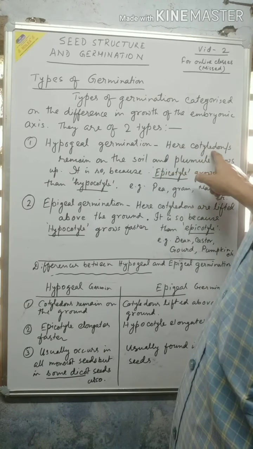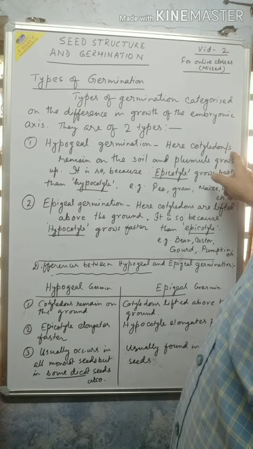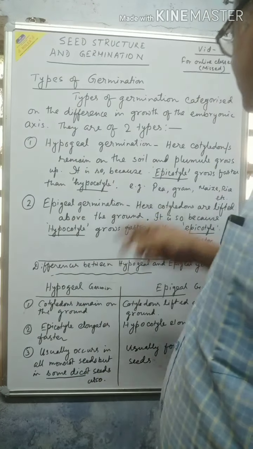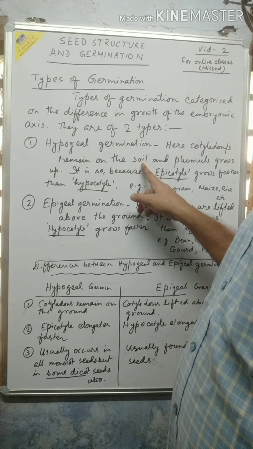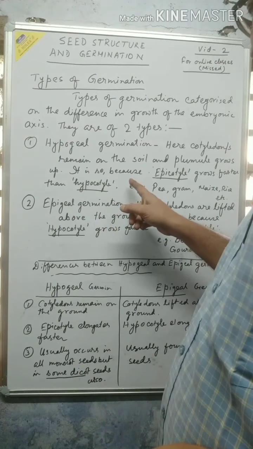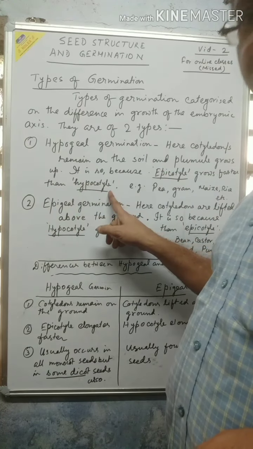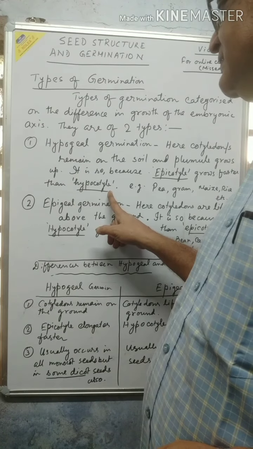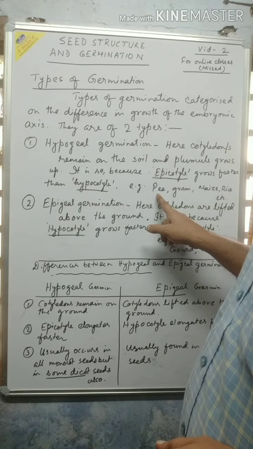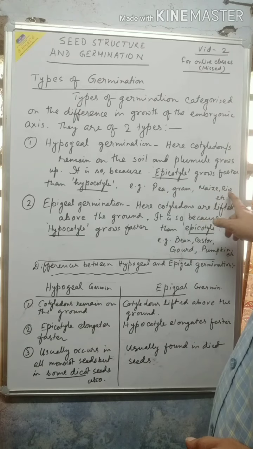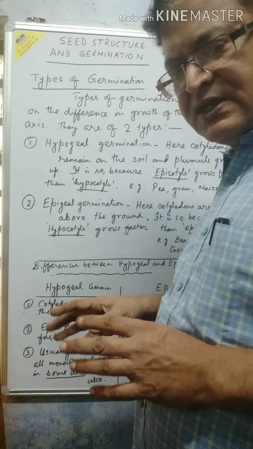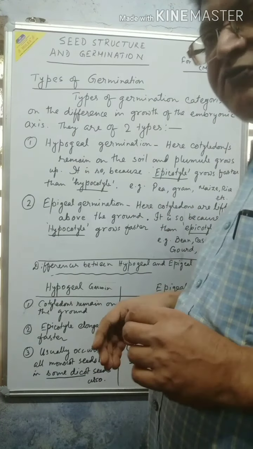Hypogeal germination is what? When the cotyledon or cotyledons, a single cotyledon if it is monocot, two cotyledons if it is dicot, remain in the soil and the plumule grows up. It is because the epicotyle grows faster than the hypocotyle, and because of that the seed remains in the soil. Examples: pea, gram, maize, rice, etc. Mostly the monocot seeds perform this process. Some of the dicot seeds like pea and gram also perform this process.